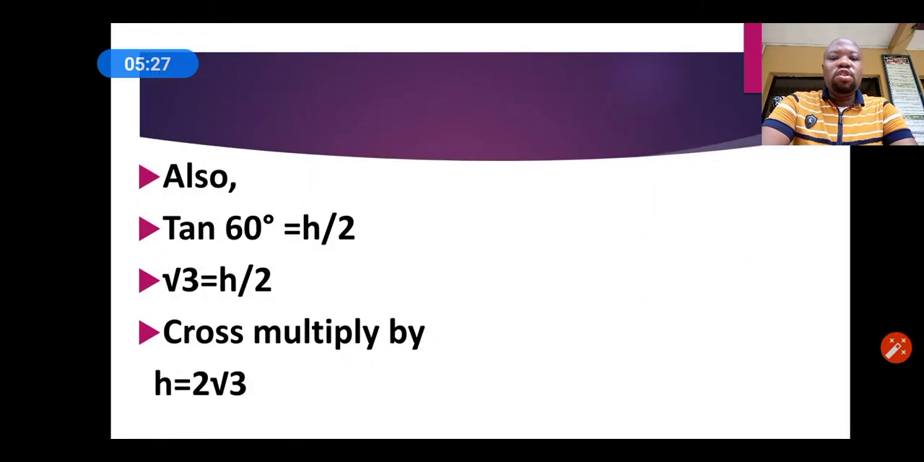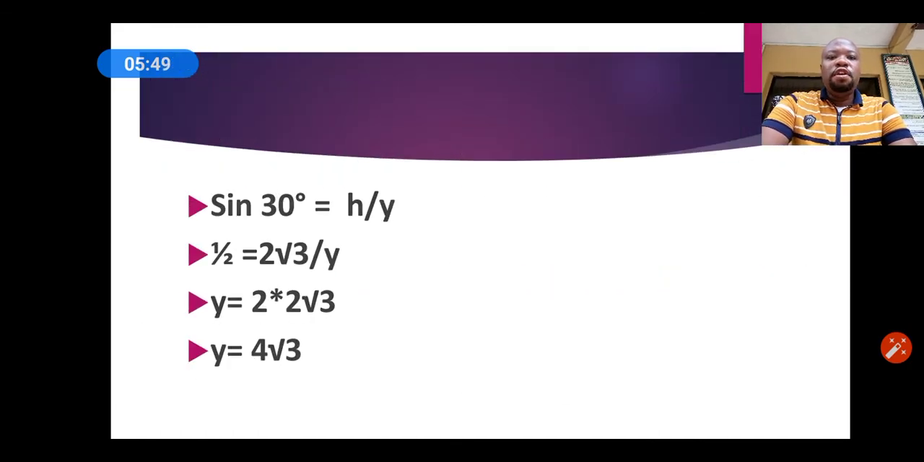To get the other lettered side Y, we have to first of all find the side h. And so we are going to use the tangent of angle 60 degrees to get the side h. Tan 60 degrees is root 3. And if you cross multiply that, you are going to have h being equal to 2 root 3.